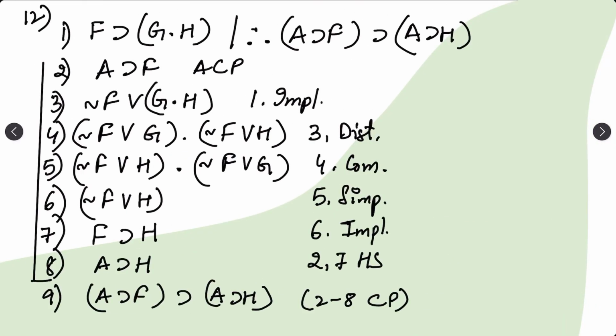In the next question we have F horseshoe G dot H, and the conclusion is A horseshoe F horseshoe A horseshoe H. So again you will be assuming the antecedent which is A horseshoe F, so assuming conditional proof, and in the first, implication, distribution, commutation, simplification, then again you apply implication and hypothetical, so you get A horseshoe H, and then you can simply write it down.